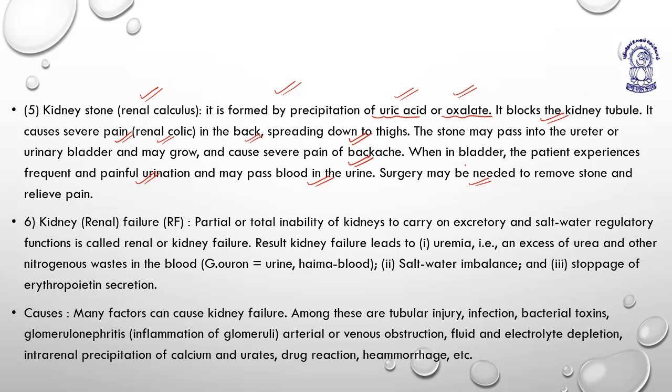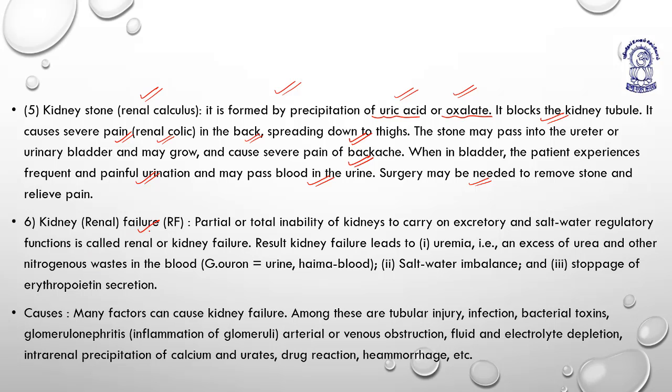So, kidney stone or renal calculi is formed by the precipitation of uric acid or oxalate. It blocks the kidney tubule. It causes severe pain, that is renal colic, in the back, spreading down to thighs. The stone may pass into the ureter or urinary bladder and may grow and cause severe pain of backache. When in bladder, the patient experiences frequent and painful urination and may pass blood in the urine. Surgery may be needed to remove stone and relieve pain.